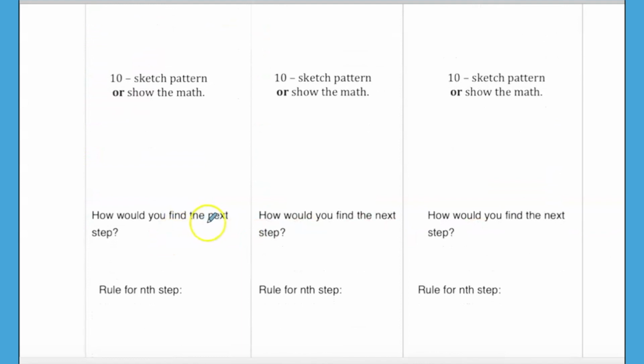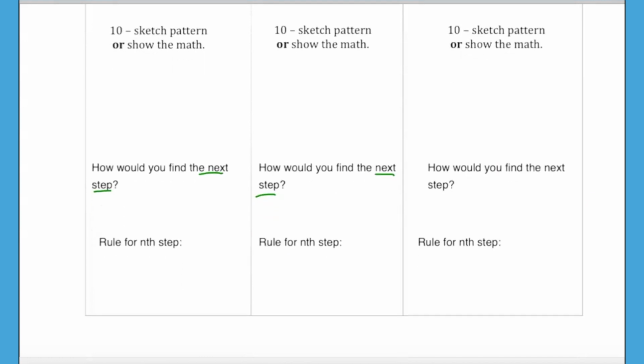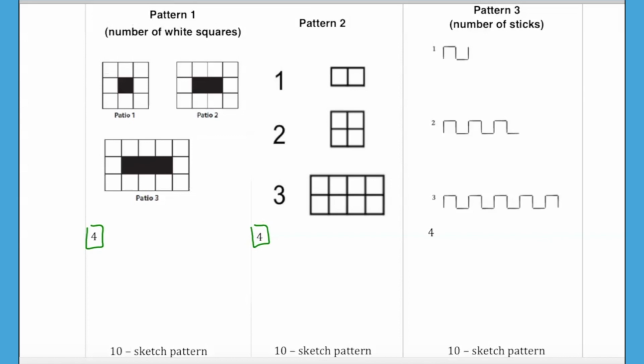So when they describe how you would find the next step, that is foreshadowing writing rules recursively, because most students are able to do that, especially when they work in groups. As they write how you would find the next step, that foreshadows defining sequences recursively. Then when they define a rule for the nth step, there's multiple ways to correctly define these patterns, and that's foreshadowing multiple ways to write functions or write rules.